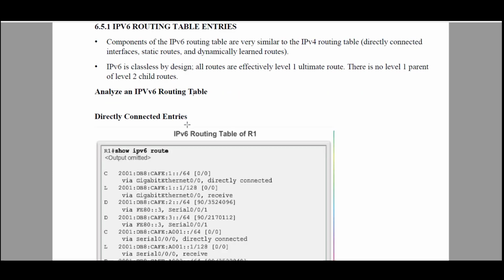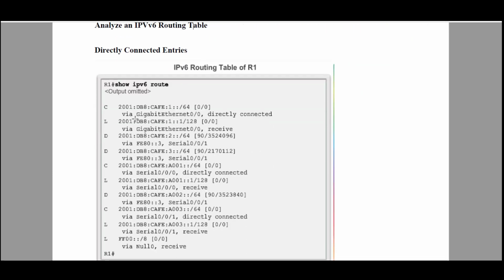Now this is an example. C means directly connected, L means local, and D means learned by using some routing protocol. So this is going to be the routing table.